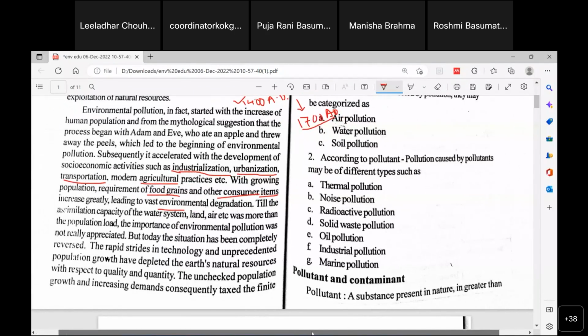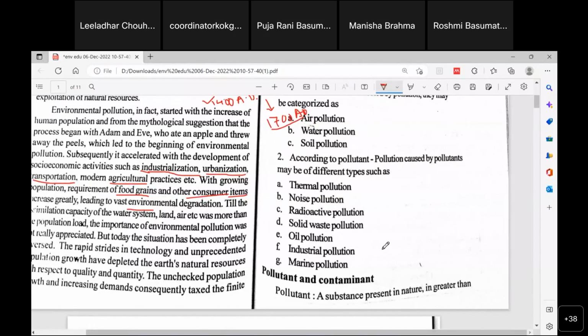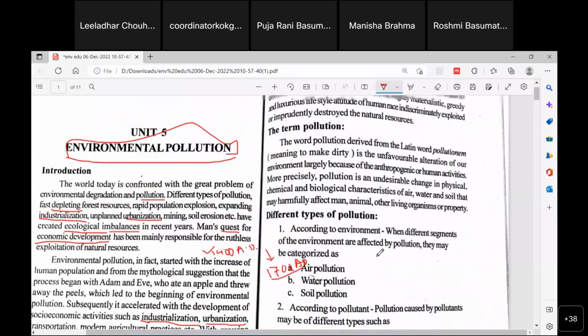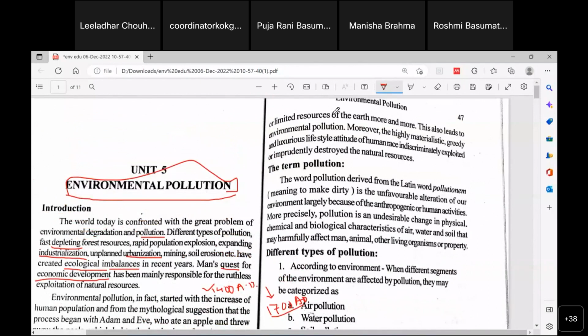And so the unchecked population growth and increasing demand consequently is putting lots of demand on the resources of our earth. And this also in turn is increasing environmental pollution.